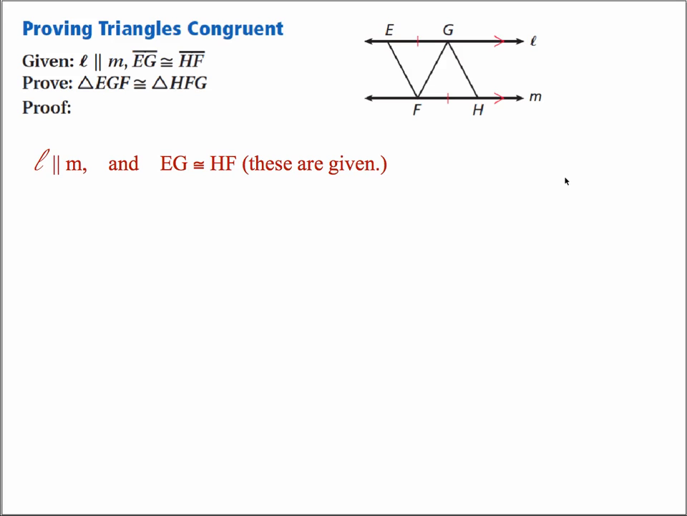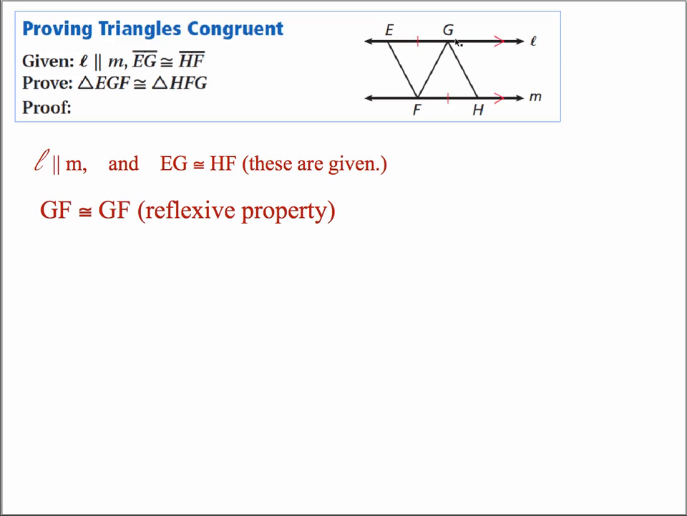Well, the first thing we're going to do is say that segment GF is congruent to GF, because that is the side that links the two triangles together. We can do that by the reflexive property. So GF is congruent to GF. The last thing that we can do here is tackle the angle that's included between EG and GF, and also the angle that's included between GF and FH. Remember, included simply means the angle between the two given sides.